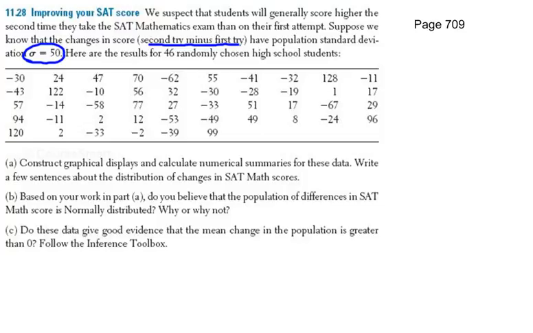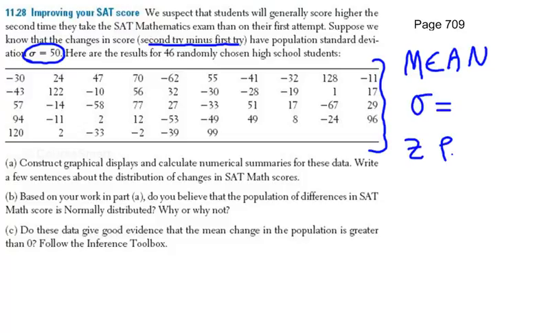Okay, so what this tells me is if I have a sigma, first of all, it's got to be a mean problem. And that should be obvious because here I have a list of numbers. Second of all, because I know sigma, that means I can do Z procedures. Okay, so these things I know right off the bat. And sigma is 50. Okay, here are the results of 46 randomly chosen.